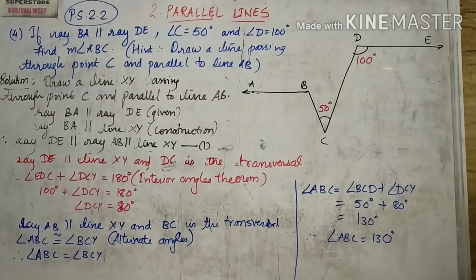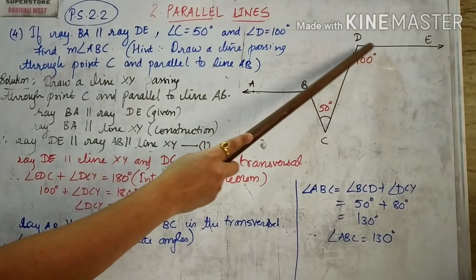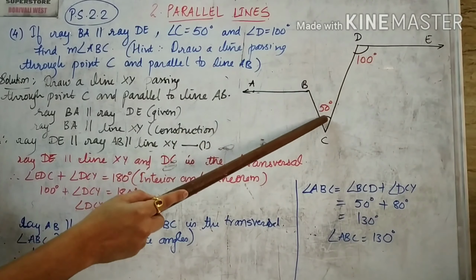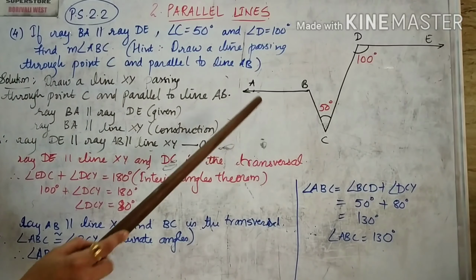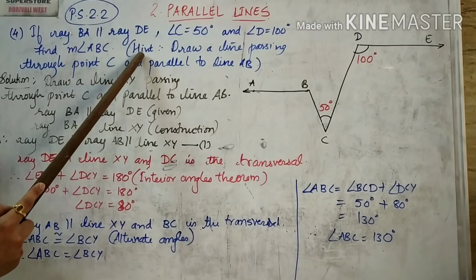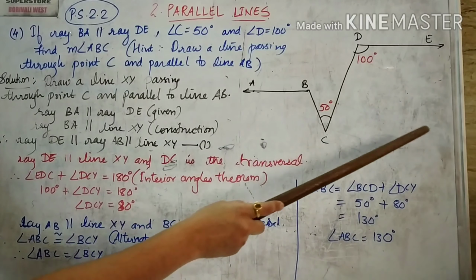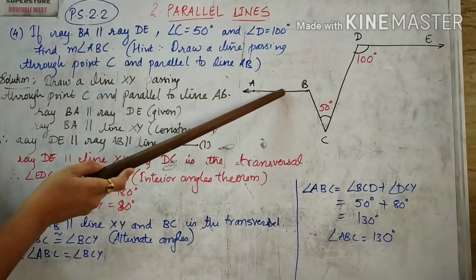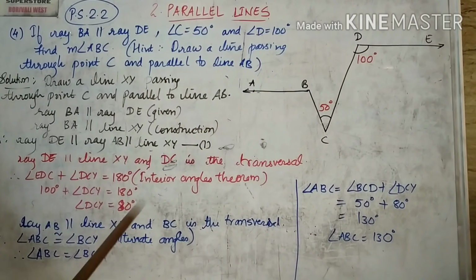The next question says that if ray BA is parallel to DE, and the measures of these two angles are given, these two are parallel to each other. Find measure angle ABC. I have to find out measure angle ABC. One hint is also given: draw a line passing through point C. I have to draw a line passing through point C and parallel to AB. So I have to draw one line which is parallel to AB. So let me draw that first.